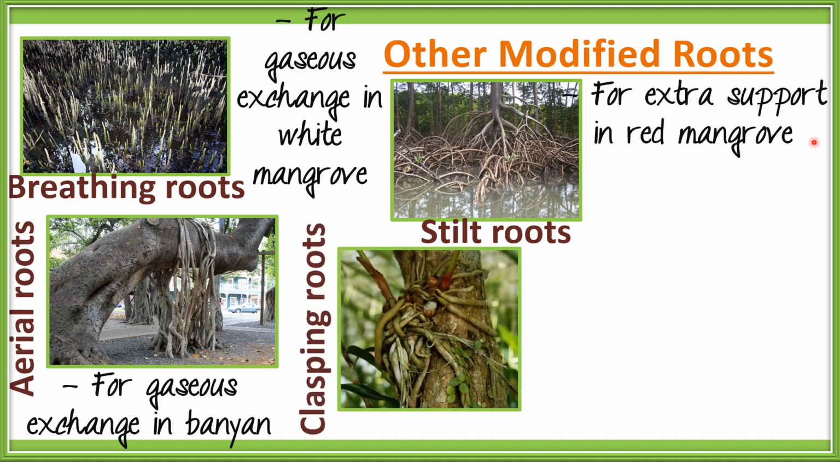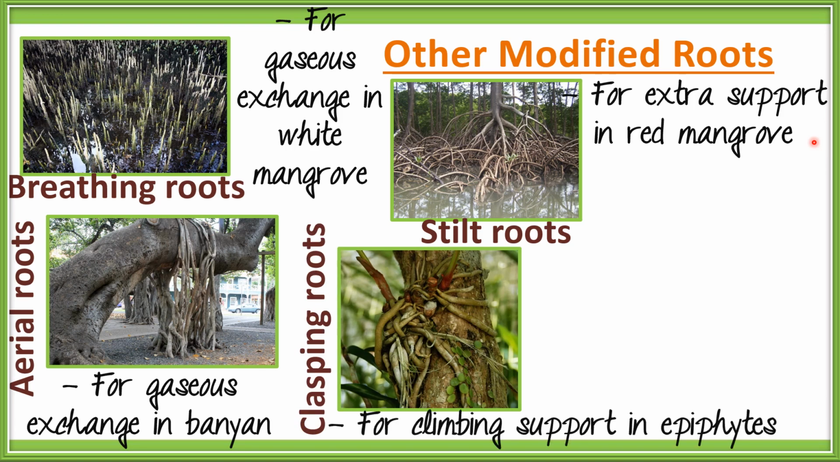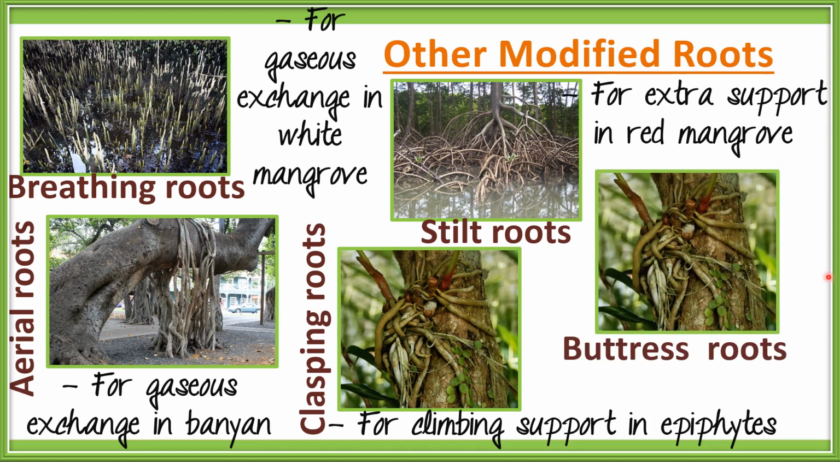We have the clasping roots. These ones are for climbing support in epiphytes, these plants which grow on other plants. And we have the buttress roots. These are for extra support.